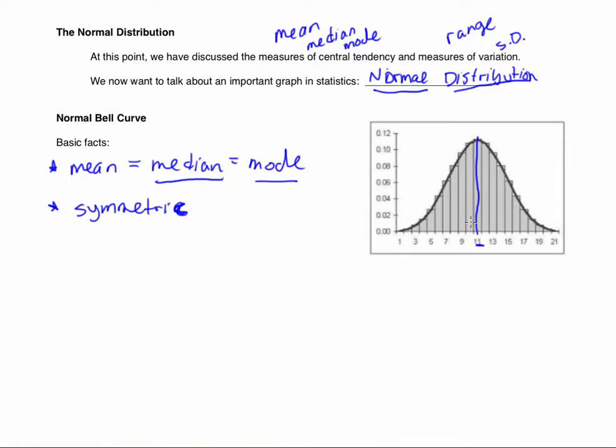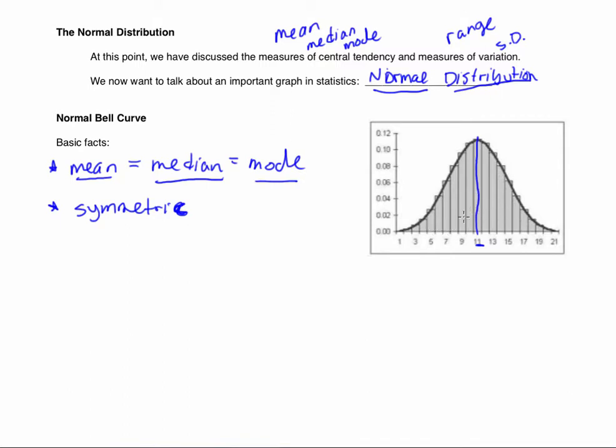And another fact is that if you were to find the mean of this distribution, the mean would also equal what the median and mode are, and that is the value in the center. Okay, so that's the average. Now what we're going to use this for is to find probabilities and percentages.